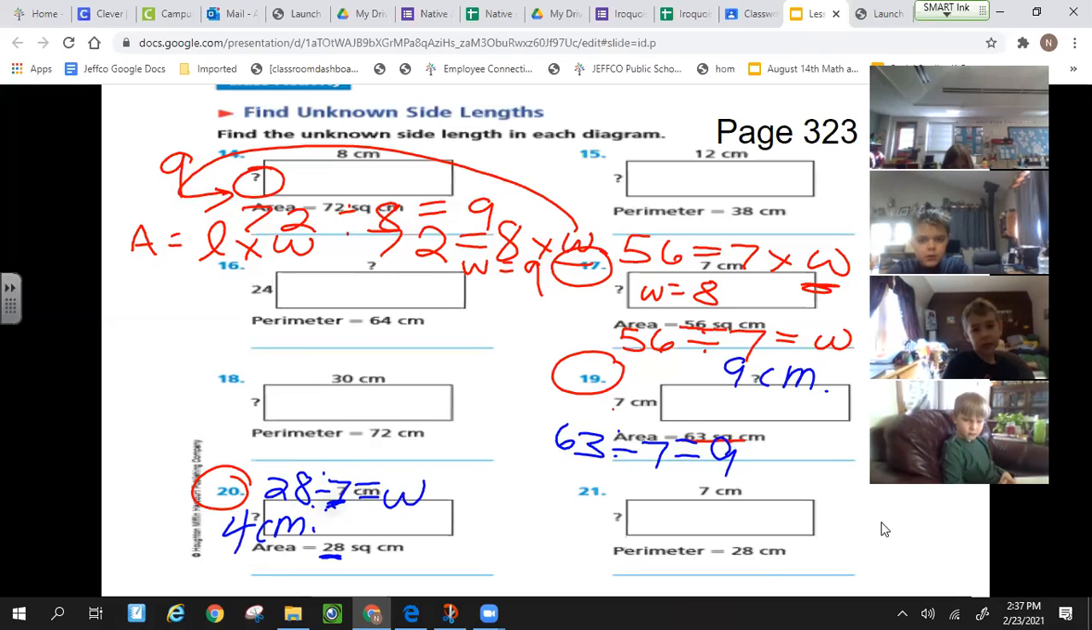Now it gets trickier. That was a one-step problem, right? When we have to find the side length and we're given the perimeter, it is not a one-step problem.